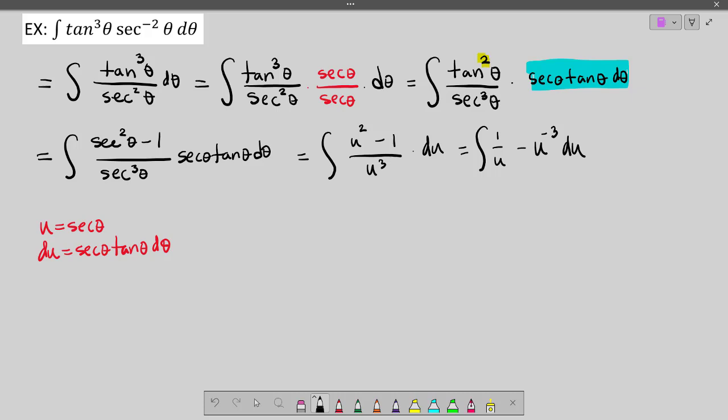The integral of 1/u is natural log absolute u. And then integral of u to the minus 3, we add a 1 and divide by the new exponent. So we're going to add 1 to that and get u to the negative 2. And then dividing by negative 2 is going to make this plus 1/2 out in front. And then we have our integration constant.